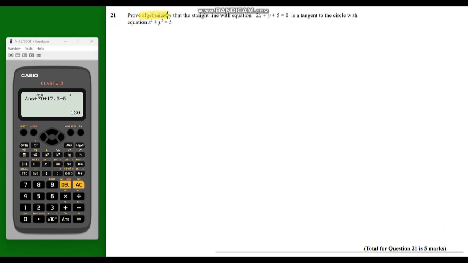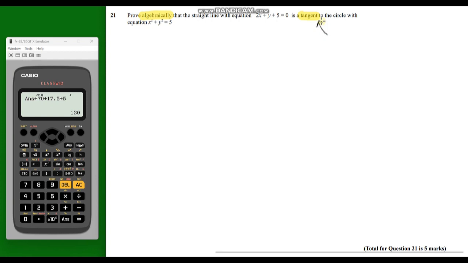Question 21. Prove algebraically that the straight line with this equation is a tangent to the circle with this equation here. Now, you might be tempted to start drawing some axes and some circles, but this question is actually about solving simultaneous equations. And the reason I know that is because of this keyword here, tangent.